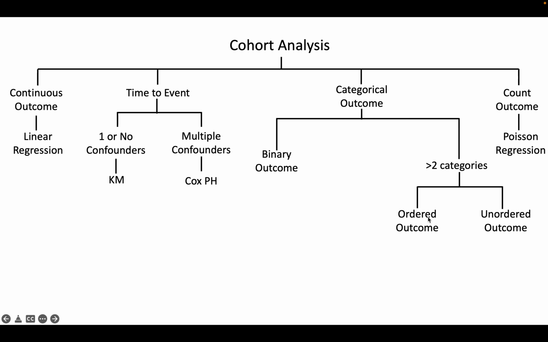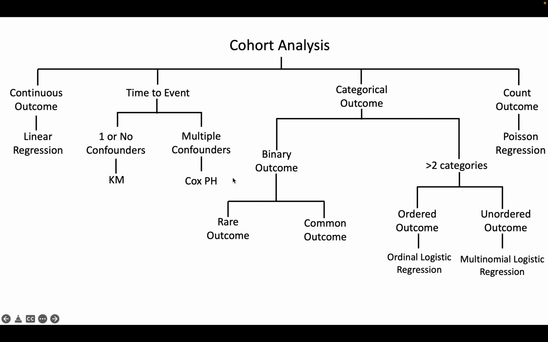This can be sub-specified into whether, let's just say there's 3 categories to the outcome, whether that's ordered or unordered. So an example of ordered is, like I just said, high, medium, and low. And you can use ordinal logistic regression. If it's unordered, like 3 races, they don't have a natural order to them, though that's a poor example because that's not an outcome. But basically just a categorical variable with more than 2 categories, but there's no logical order to them. In that case, multinomial logistic regression is what you can use.